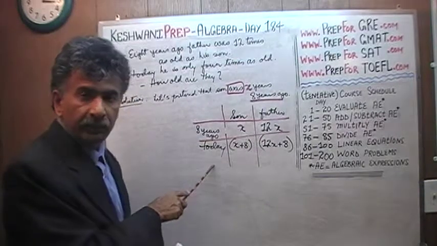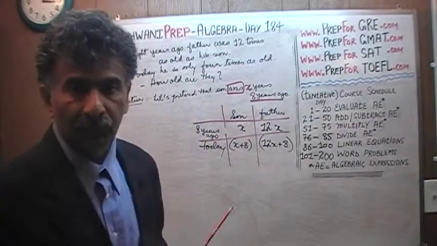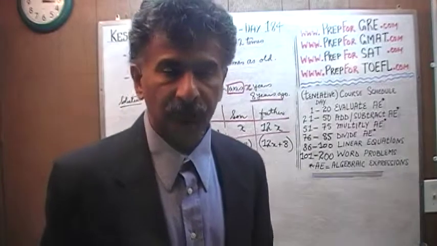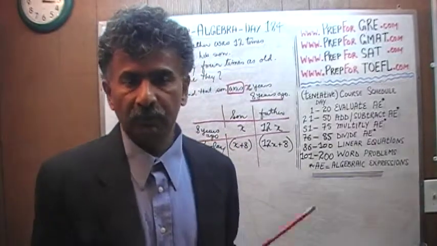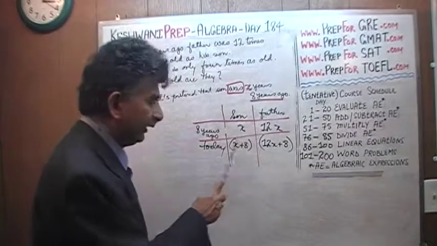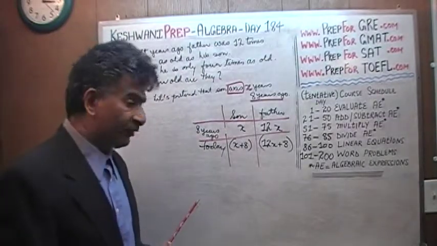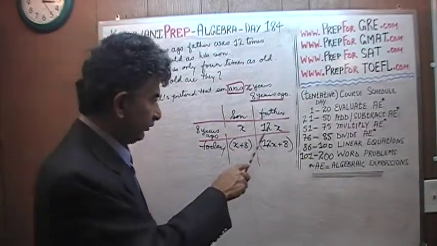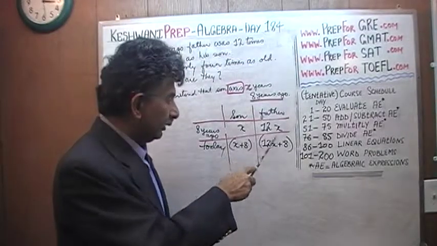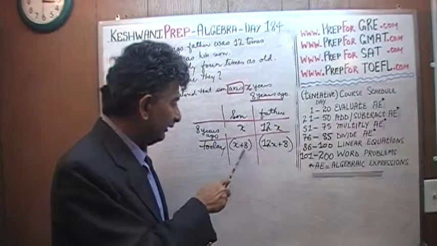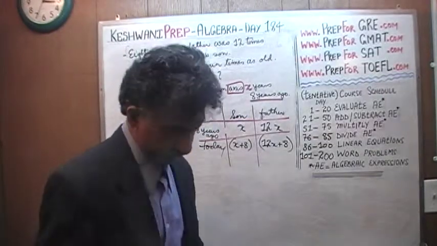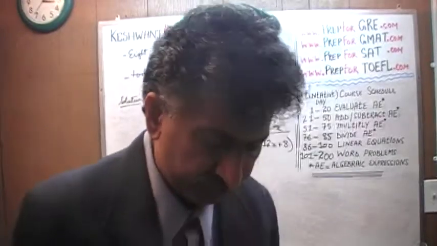How old is son going to be today if he was x years old 8 years ago? Well, if 8 years ago he was x years old, then today he must be whatever his age was then, plus 8 more, x plus 8. And father's age would be whatever his age was 8 years ago, which is 12 times x, plus 8 more. So these are their current ages, x plus 8 and 12x plus 8. The rest is very straightforward, very simple.